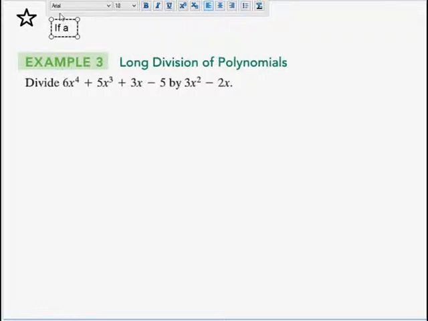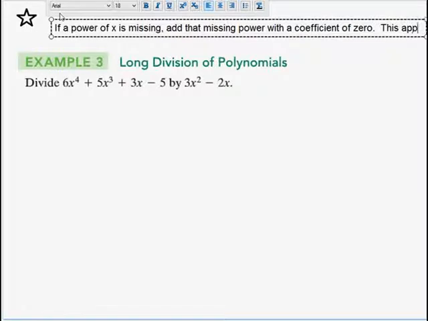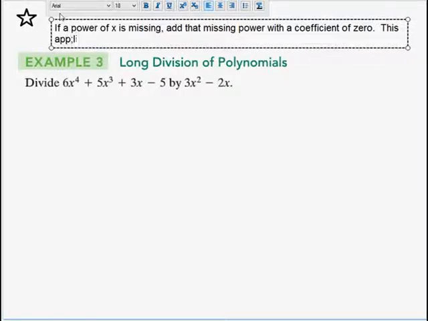Okay, if a power of x is missing, add that missing power with a coefficient of 0. This applies to the dividend or divisor. So we always got to have all powers of x accounted for.